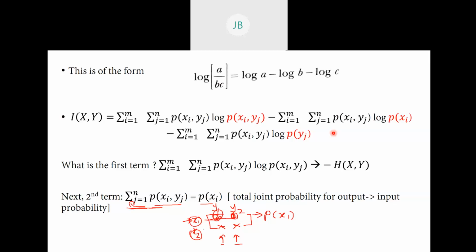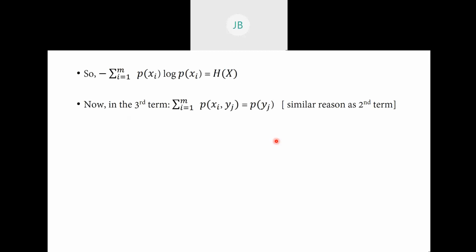Okay, with this knowledge, this term can be represented as the probability of input. So this becomes summation i equal to 1 to m of p of xi log of p of xi. Then we will move on to see whether we can further simplify the third term. This is a simplification of the second term. That is nothing but p log p, which is the entropy of the input.